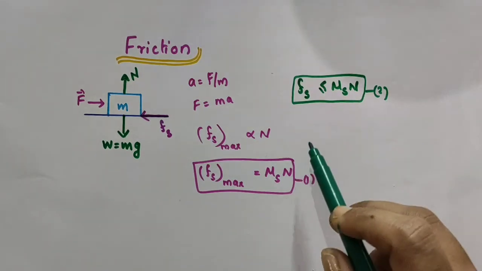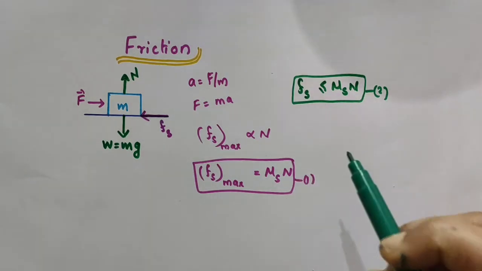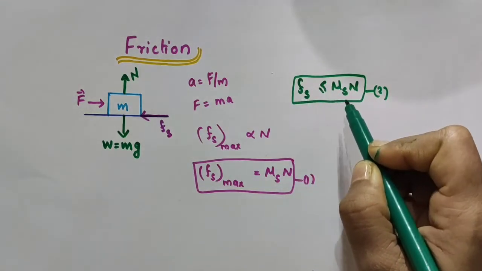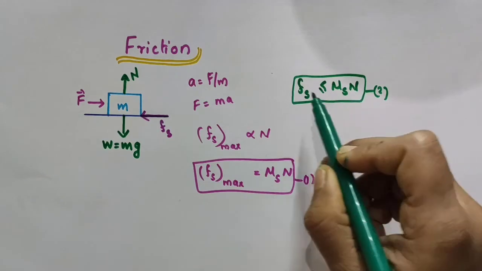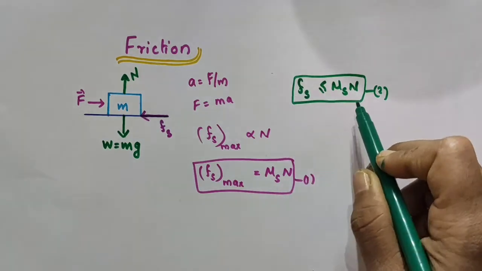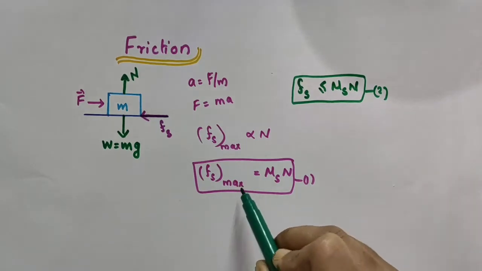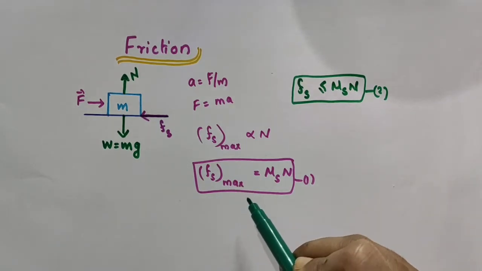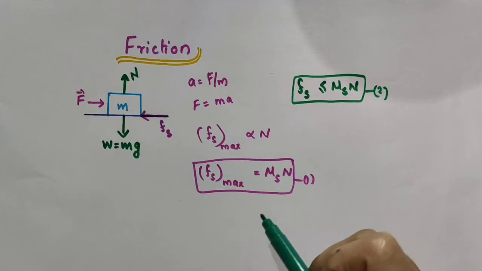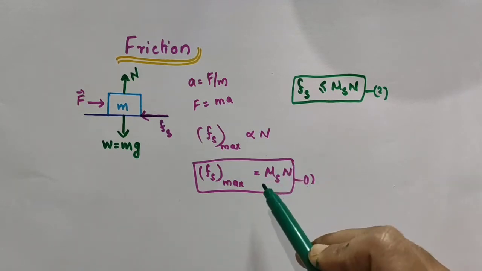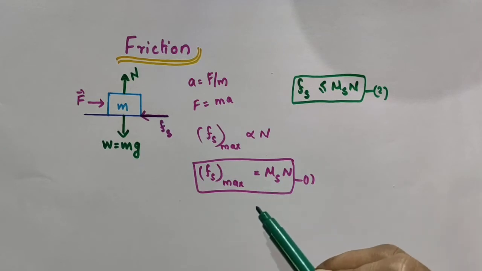The maximum value of static friction, or the limiting value of static friction, is what? Mu s into N. Fs can be less than or equal to mu s N. That is, it can be less than mu s into N; the maximum value is equal to mu s into N. If the applied force exceeds this Fs maximum, then the body begins to slide. When there is relative motion between the two surfaces, static friction decreases and kinetic friction takes over.